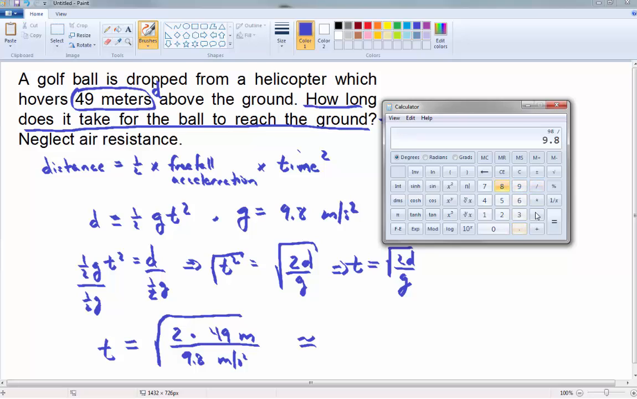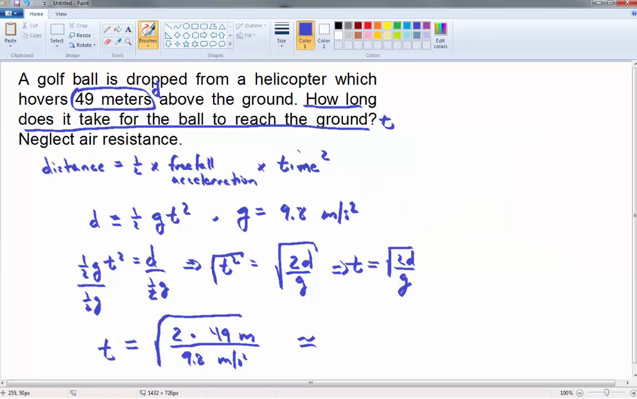So now we take the square root of that, and that gives us 3.162 seconds. So we'll call it 3.2 seconds because there's two significant figures given up here for d. So because d was given as 49 meters, t is approximately 3.2 seconds.